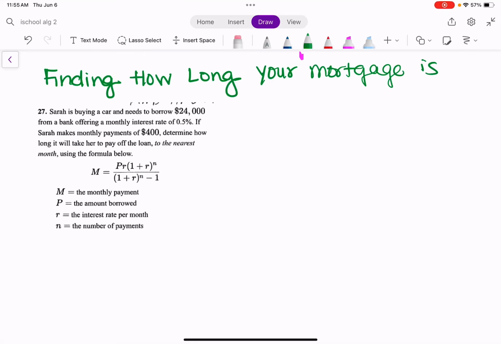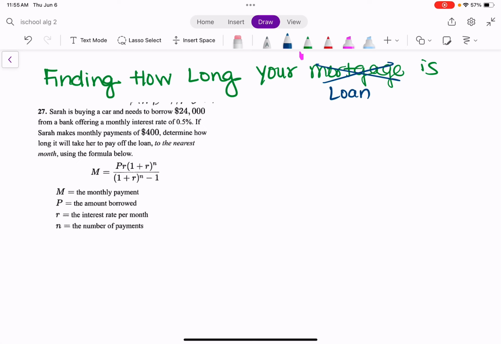Okay, so in this scenario, we are now trying to find how long you're going to have to pay your mortgage, right? So let's say you borrow a certain amount of money, and it might not be a mortgage. Let's say you take a loan, and you're making your monthly payments. You can calculate how long your loan is going to last. I should change this to loan.